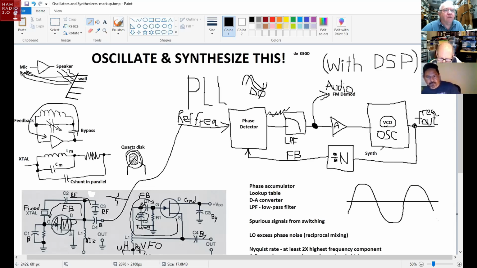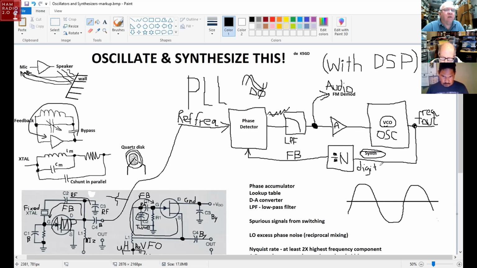Now, if you're using this as a synthesizer, which is the synthesis part of this conversation, you put in here from the frequency output a divider. This is a digital divider, such as a divide by 10 digital divider circuit.